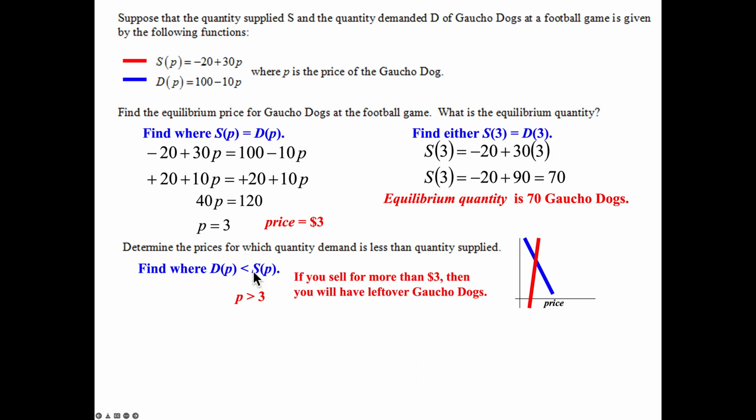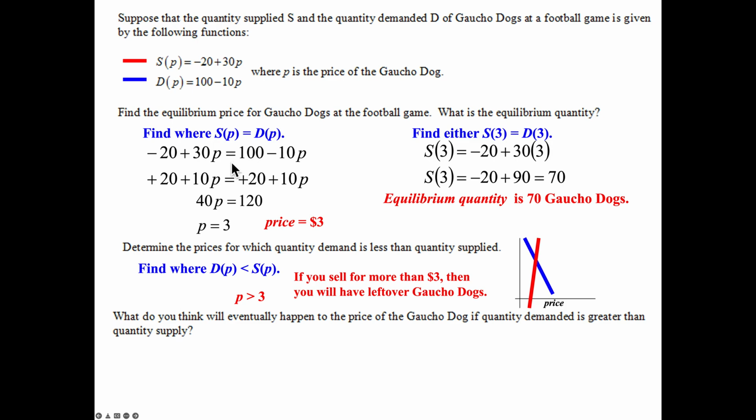All right. Now again, you could do this algebraically, but if you can make a quick graph, here's 100, way up here, negative slope going down. It doesn't have to be precise. Negative 20 for a y-intercept, positive slope. When you find that equilibrium price up here and the quantity, that point is 370. Now you can use the graph to handle any inequality question.